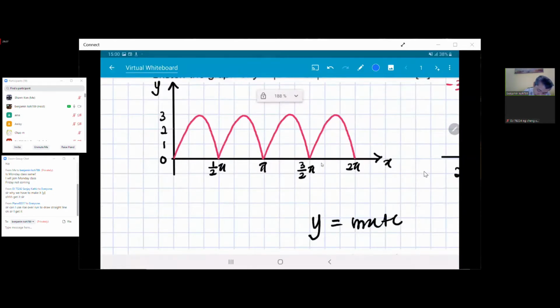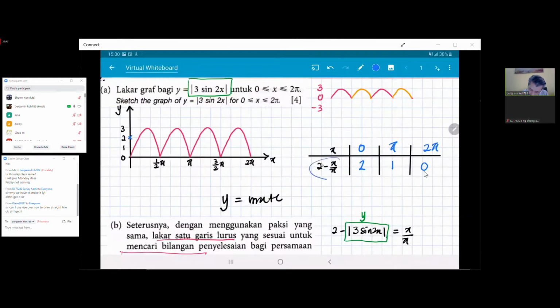In case you don't understand, all this is actually y. I just write 2 minus x over pi so it's easier to calculate. Okay, so the first one, x is 0, y is 2. The number 2, x is pi, y is 1. So pi and 1, that means it will be here.